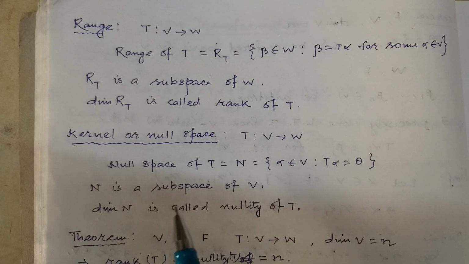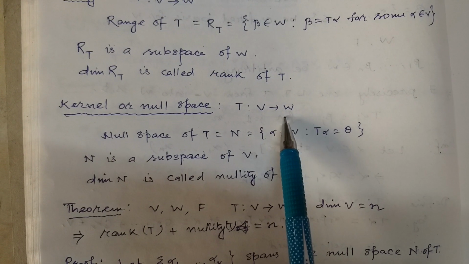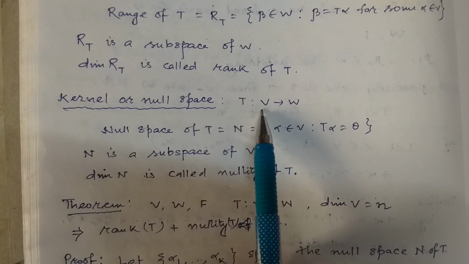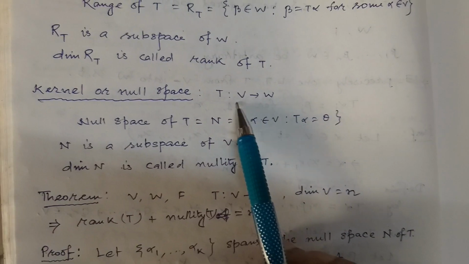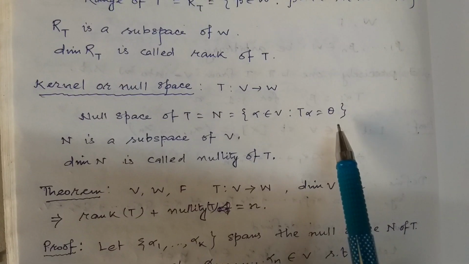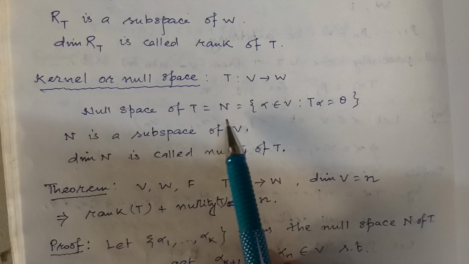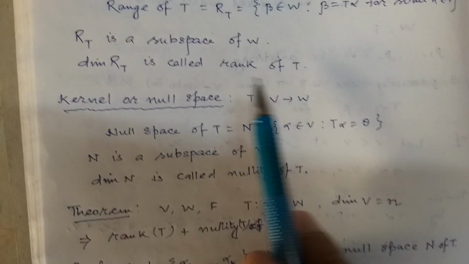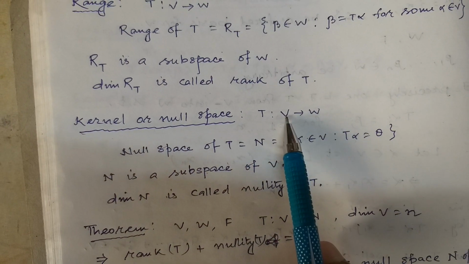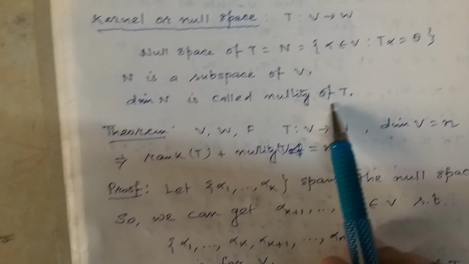Next, we have the kernel or null space. Let T be a linear transformation from V to W. The null space of T is the set of elements alpha in V such that its image is theta in W. Okay, T alpha equals theta. One can easily verify that this N, the null space, is also a subspace of V. Here R(T) is a subspace of W, here N is a subspace of V. It is an easy task. And the dimension of N is called the nullity of T.